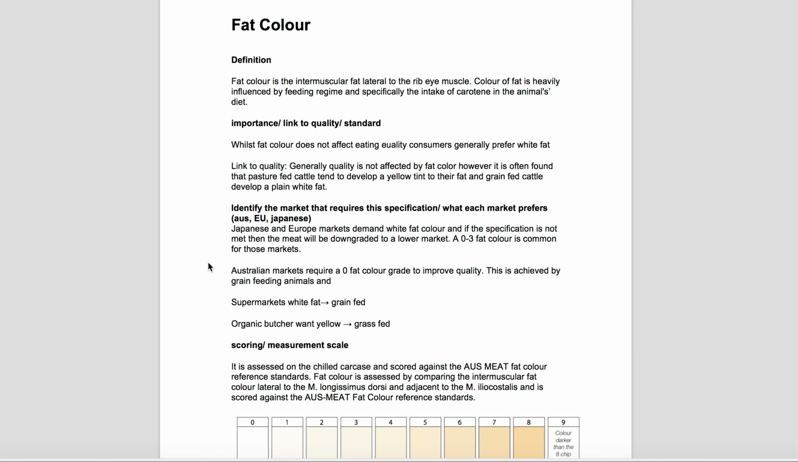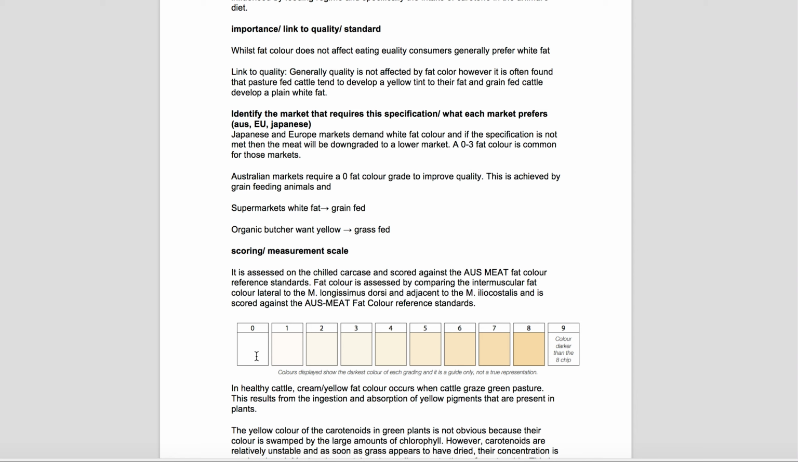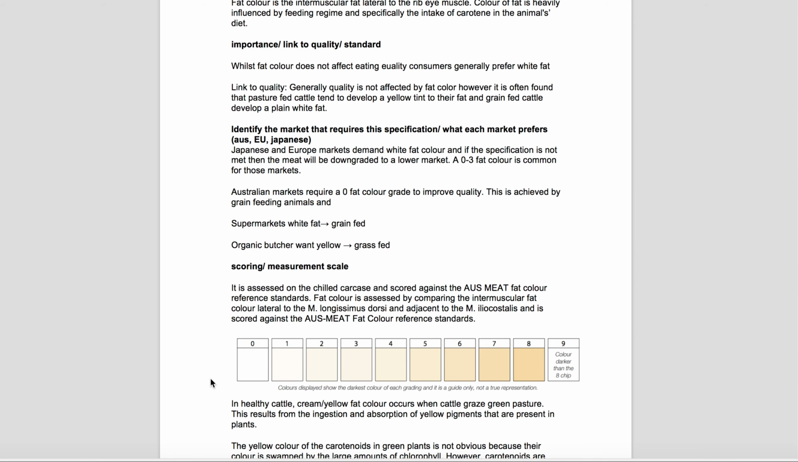Fat color is rated on a scale here, and fat is either white or on the way to being yellow, this yellowy color here. And basically, it doesn't really say anything about the quality, but consumers normally expect their fat to be a certain color. So for example, if you're talking about Woolies and Coles beef, you would normally go to a supermarket and expect the fat to be white, and quite simply, white fat comes from feeding the animals grain in a feedlot. And if you get the yellow fat down this end, that comes from feeding them grass.